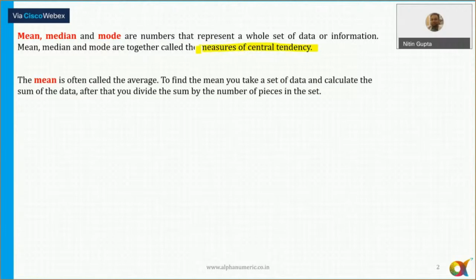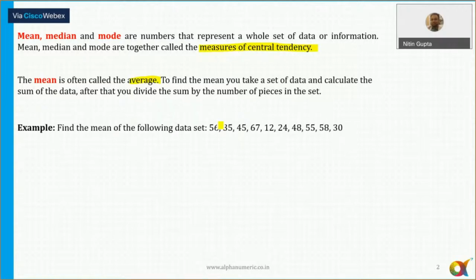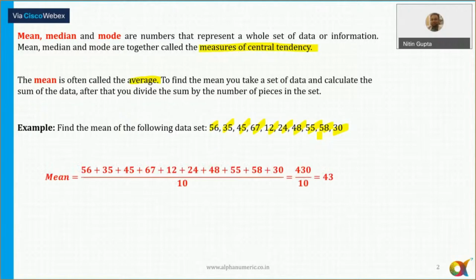Now, what do we mean by the term mean? Mean is often called the average. Mean is nothing but average. So whenever I need to find out the mean, what I need to do is add all the numbers and divide it by the total number of numbers. For example, if I need to find out the mean of these numbers, there is 1, 2, 3, 4, 5, 6, 7, 8, 9, 10. So there are 10 numbers. So to find the mean, we simply need to add these 10 numbers and divide it by 10. So the mean is equal to 43. So that's the basic definition of the mean. That is also known as the average here.